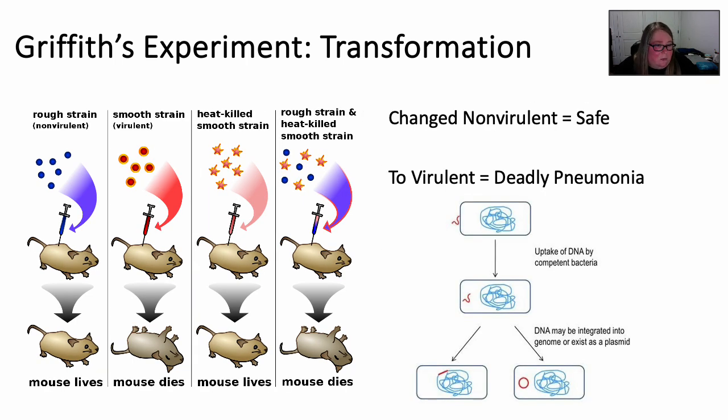Okay, so we took something that was safe and we made it deadly. We gave these mice pneumonia. So we take this process of transformation today, and in the lab we use plasmids to take a gene of interest and study it, not just use it for biotechnology.